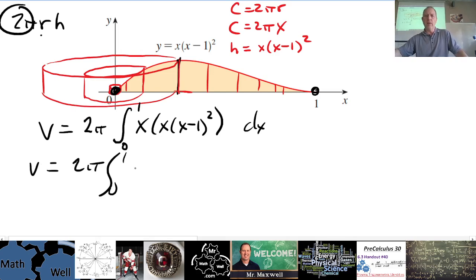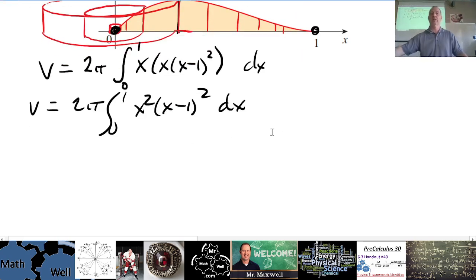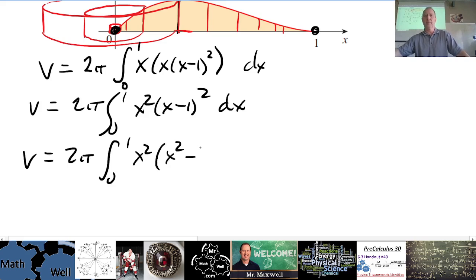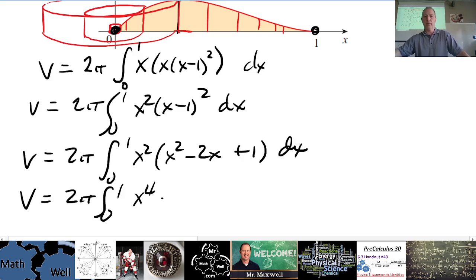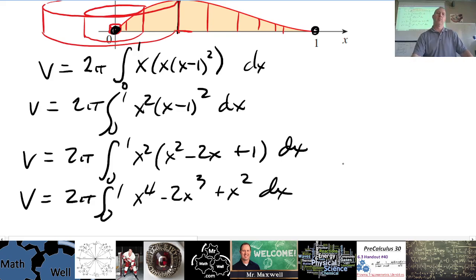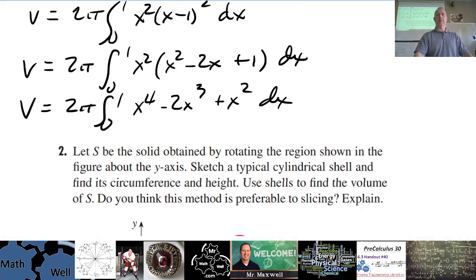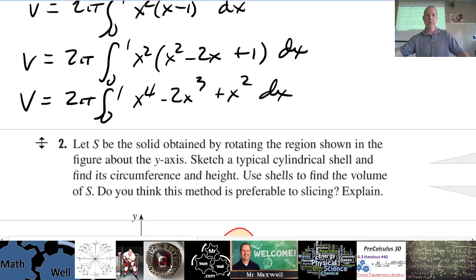So this is going to be, well, I guess this could be x squared times x minus 1 all squared. Might be a good idea to expand this out so we can do this one term at a time. So this is going to be x squared times x squared minus 2x plus 1, which further simplifies to x to the 4th minus 2x cubed plus x squared. And that we certainly can do by hand in a pretty straightforward manner.